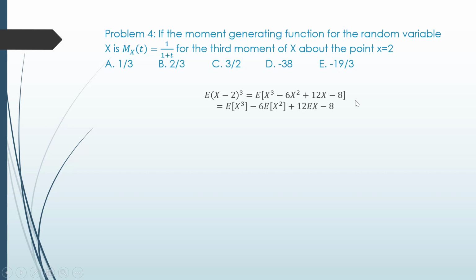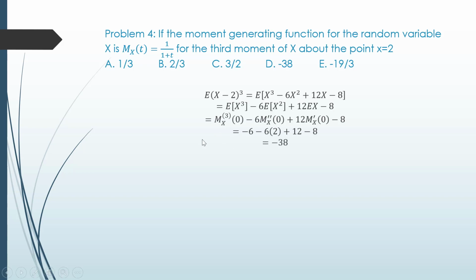And this is equal to the expected value of x cubed minus 6 times the expected value of x squared plus 12 times the expected value of x minus 8. The expected value of x cubed is the third derivative of the moment generating function at the point 0. Similarly, the expected value of x squared is the second derivative of the moment generating function at the point 0, and the expected value of x is the first derivative. And we are going to calculate this.